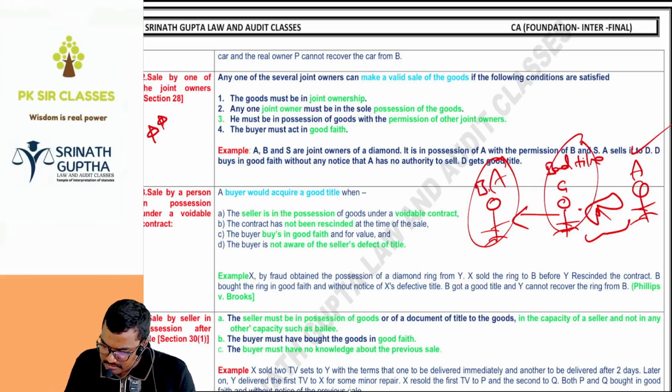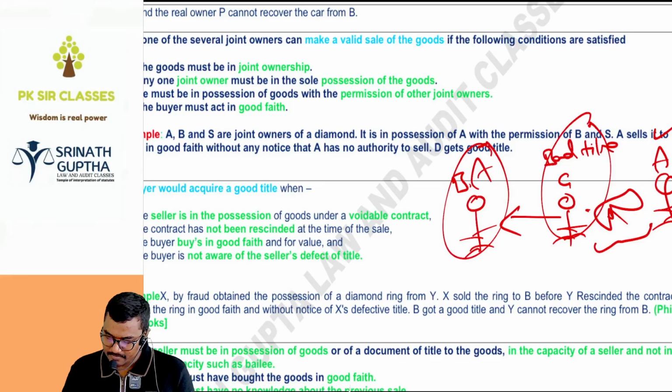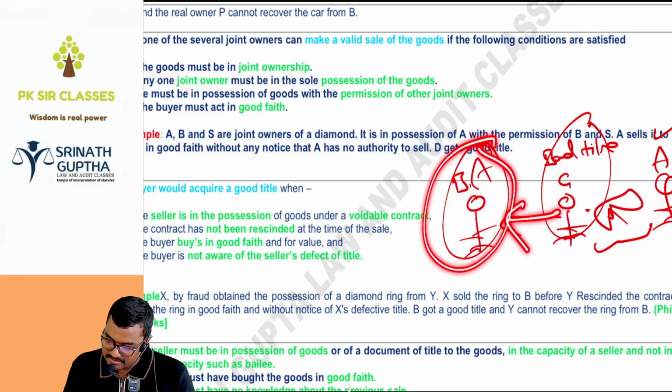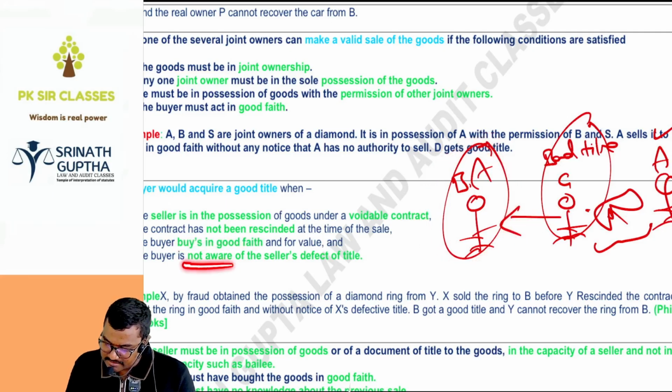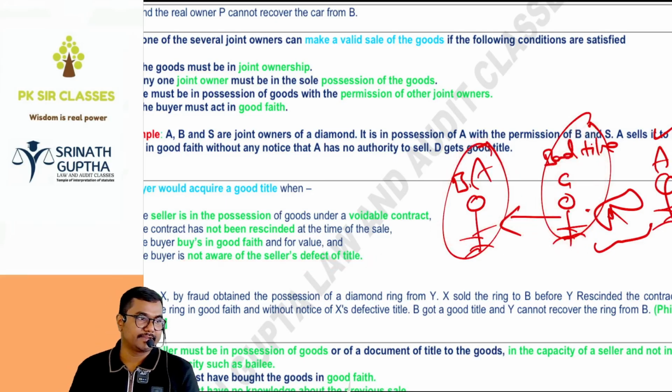The seller is in possession of the goods under a voidable contract, and the contract is not rescinded by Anjali auntie when he is selling. And Bhavani auntie purchases the goods in good faith, and the buyer is not aware of the defective title of Ganesh. Even though he has the bad title, she will get the good title.